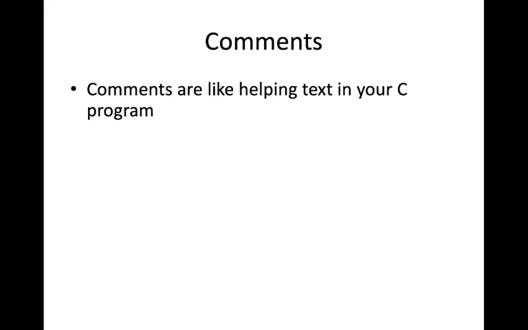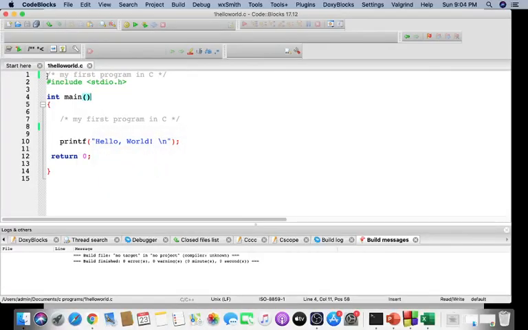Then comments. So comments are like helping text in your C program. It is like some helping text or some notes that can be included in the C program. If you see this program, this is a comment line. The first line is a comment line. Usually we will give some header here. So this is to show that this is actually a helping thing to the programmer. So if somebody else opens this program, he will understand what this program is. This is actually my first program in C.